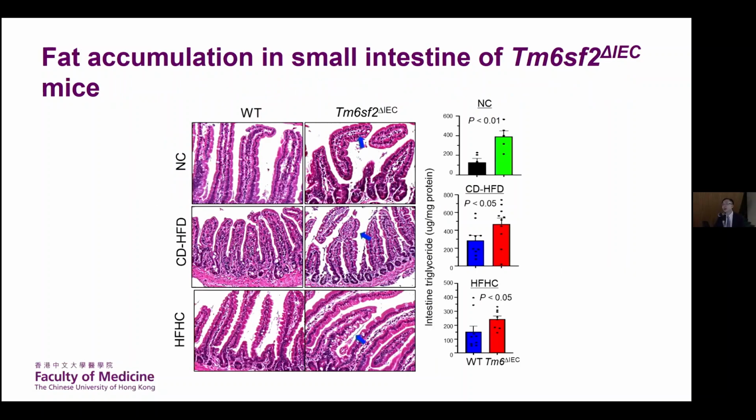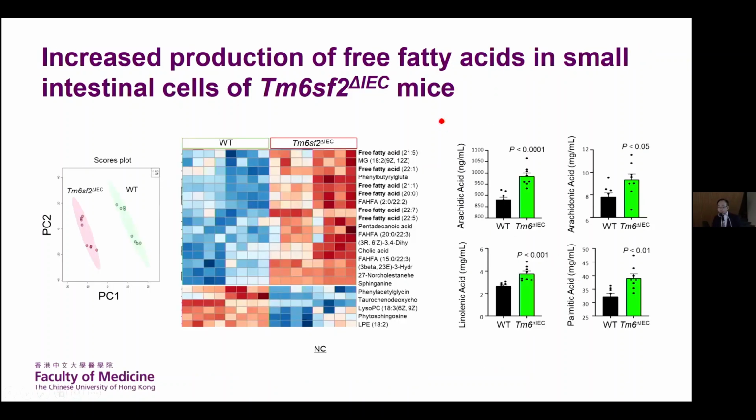Okay, so because of the upregulation of these genes, one effect is that not only do we have fatty liver, we also have fatty intestines. So this is what we saw. In the intestine of the knockout animals, you can see fat accumulation in the epithelium of the small intestine as well. So the increased production of free fatty acids in the small intestine cells of TM6SF2 is further validated.